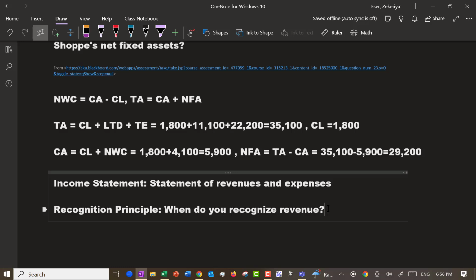In fact, the official definition of the recognition principle is that the sales process is essentially complete and it is probable that revenue is going to be collected, almost certain. It's something like that. You can read it in the book. That means if you're not sure that you can collect, you're not going to recognize.